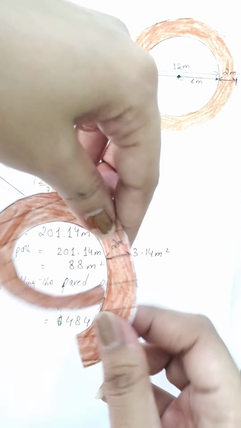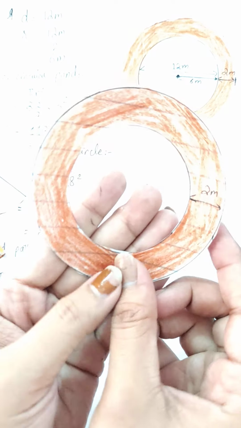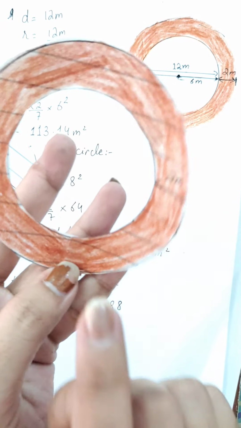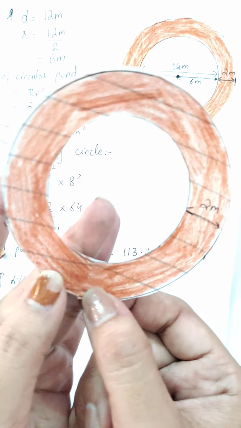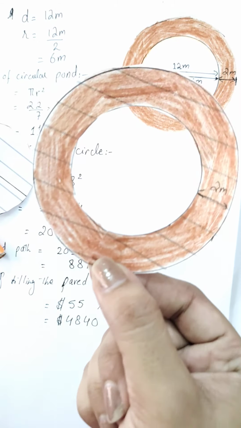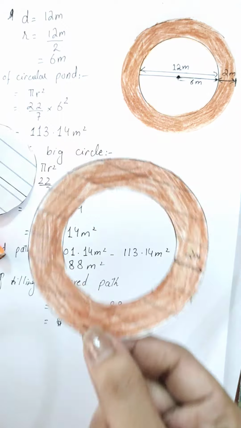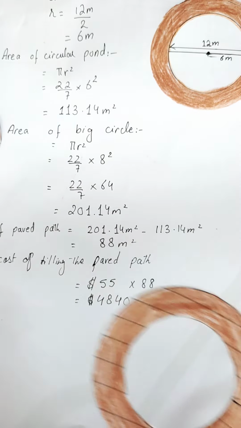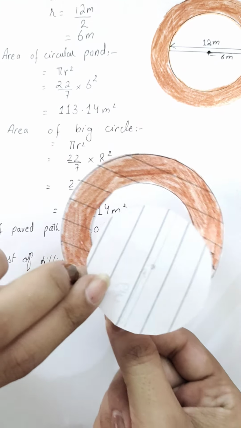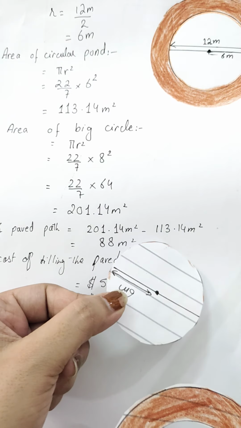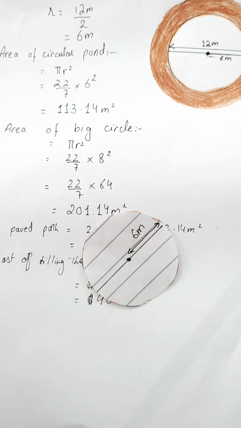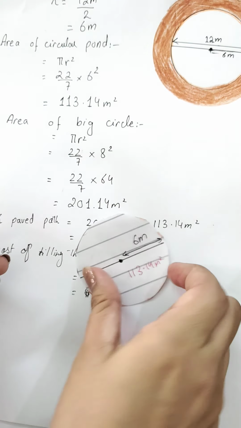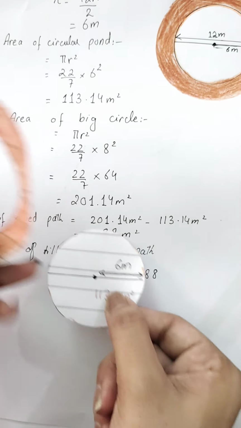This is our question. We have to find the area of this circular region, and then we have to find the cost for tiling this floor. So how can we find the cost for tiling this floor? First we find the area, but when you are solving this question, you will subtract the smaller circle from the big circle. The area of the small circle is 113.14 meters square.